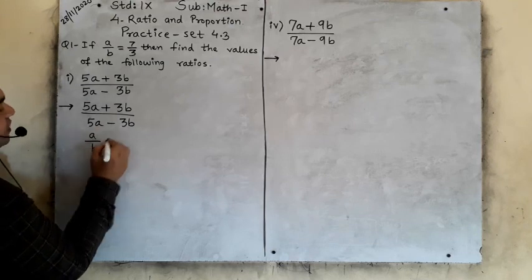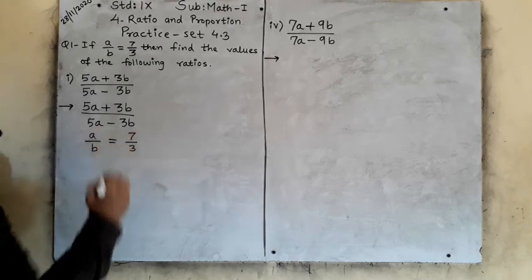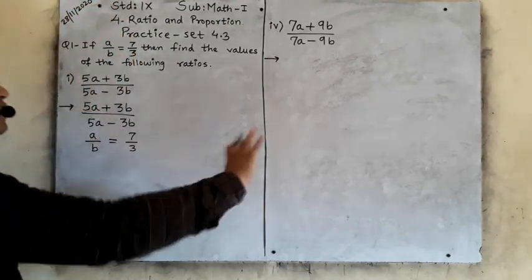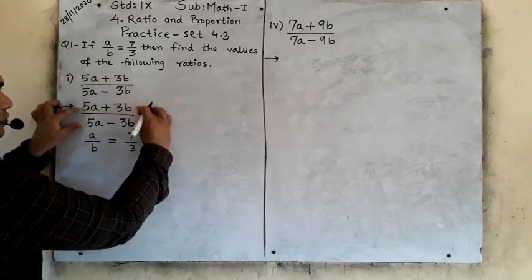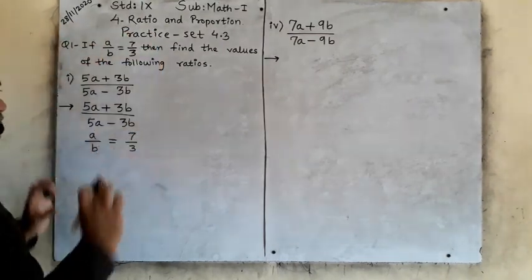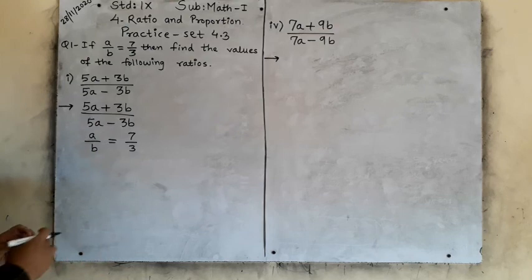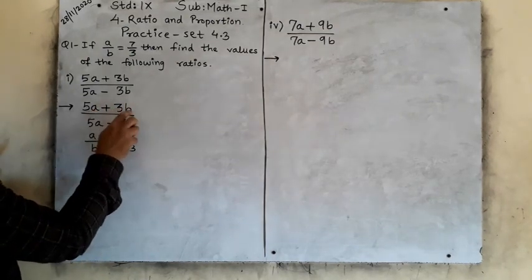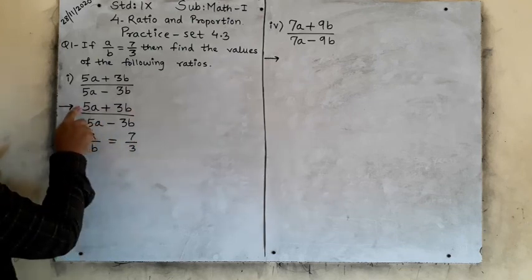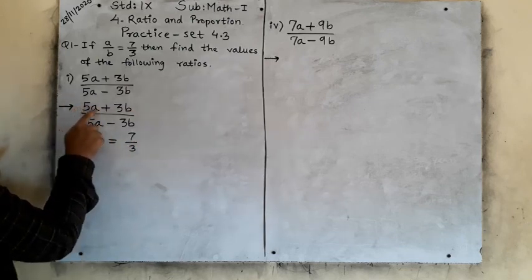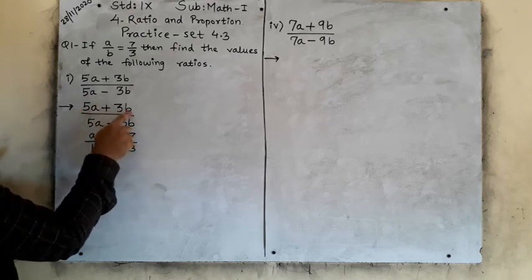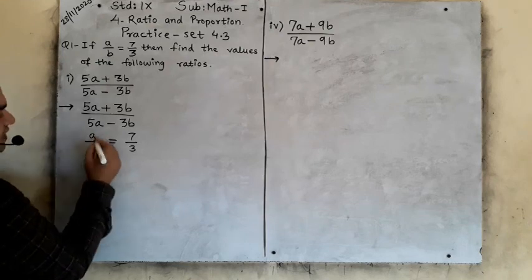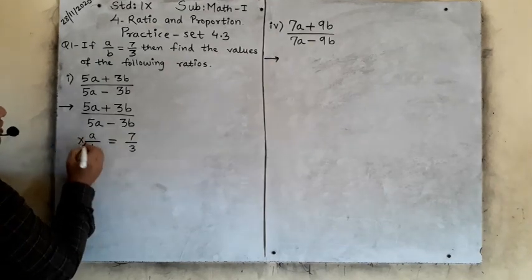See, a upon b is equal to 7 upon 3. Whatever is given to you, you will write in all the questions. First you will write this ratio, then you will write these two ratios, whatever is given in the question. Now please focus here. A is a variable, B is a variable. So what is the coefficient of A? 5. What is the coefficient of B? Here, 3.